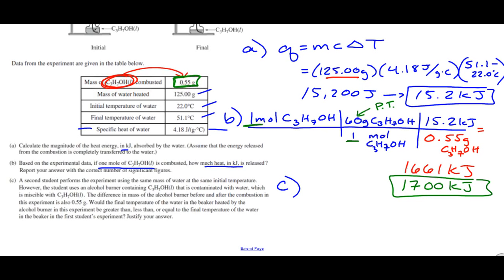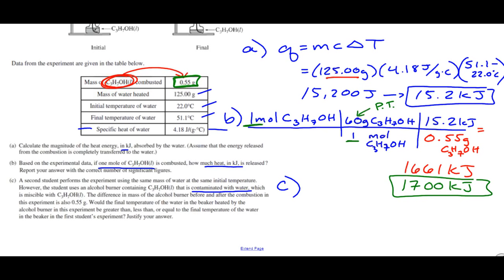Final question on this problem. It says a second student performs the experiment. They're going to use the same amount of water, for the same initial temperature. They use the same fuel, but it's contaminated with water. So it's not pure fuel. But it's mixed together. Miscible, meaning it's mixed. The difference in the mass of the alcohol burner before and after is still 0.55. The final temperature of the water in the beaker heated by the alcohol burner in this experiment may be greater than, less than, or equal to the final temp of the water.